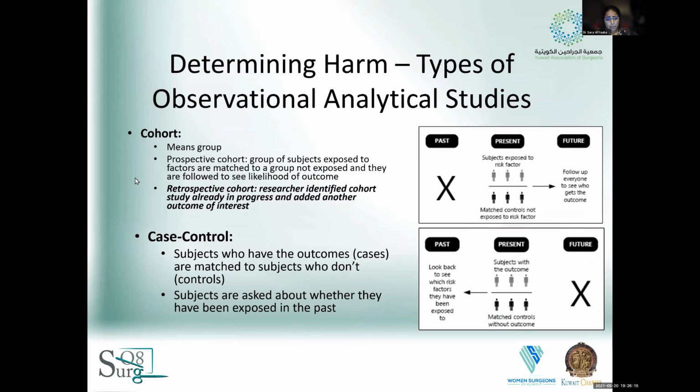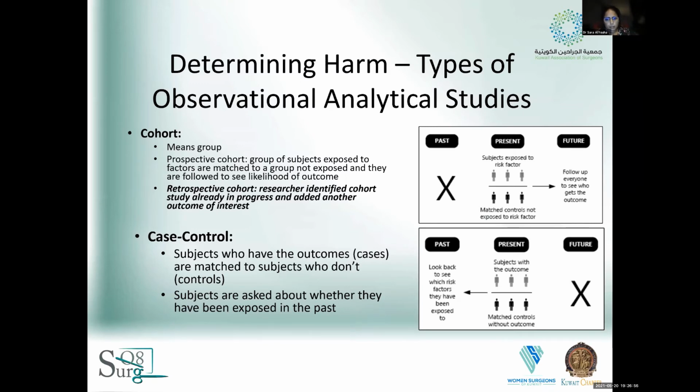So there are other types of observational analytical studies. We talked a little bit about cohort studies, and cohort just means group. So if you say prospective cohort, you basically have a group of subjects in the present and you expose them to whatever and you match them to another group that don't have the exposure, and you just follow everyone up to see who gets the outcome. Retrospective cohorts are basically you identify a cohort that has already happened and you just add another outcome of interest to it. And I think this is very common in surgery.